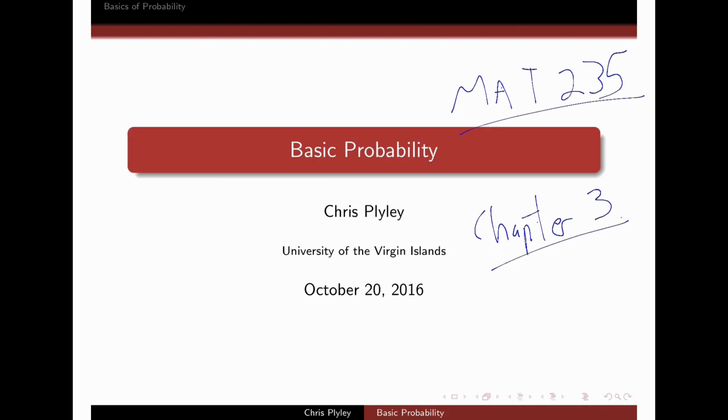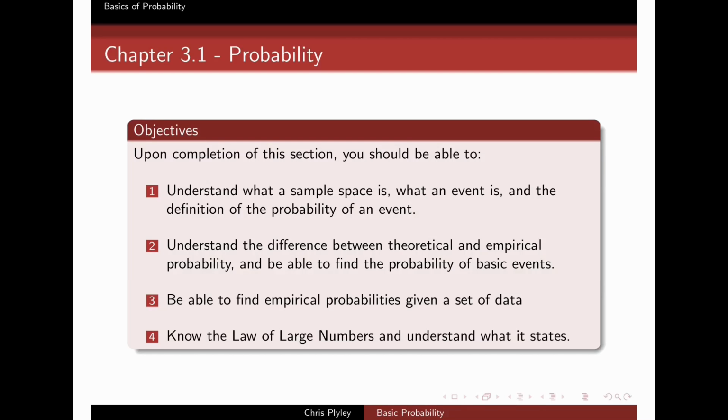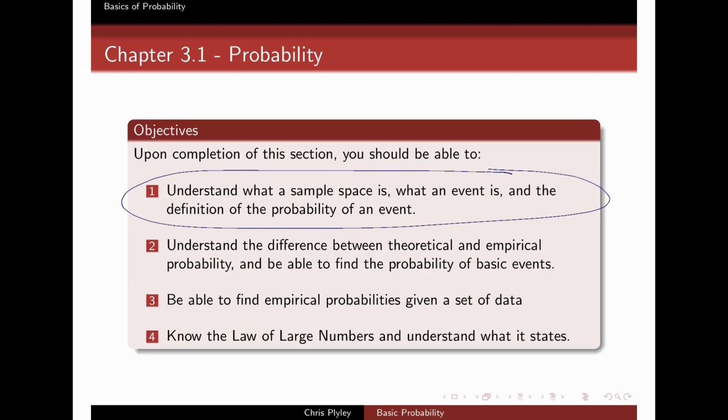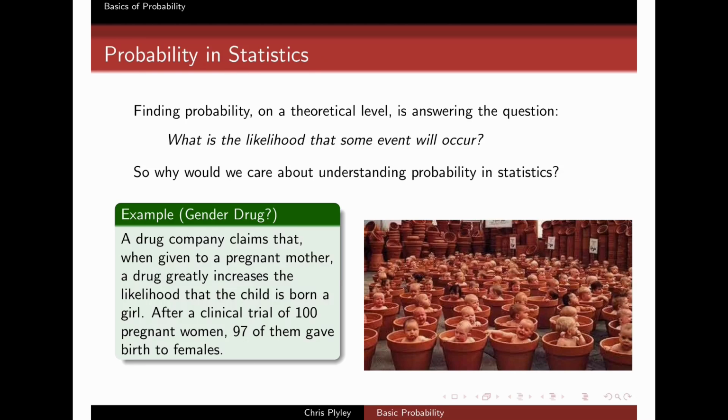So we're going to handle all of chapter 3 in one set of lecture slides here, and our first goal is going to be just to understand some basic notation and notions in probability, including what a sample space is, what an event is, and what the definition of a probability of an event occurring is.